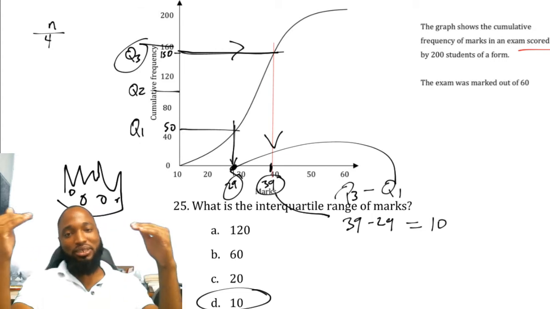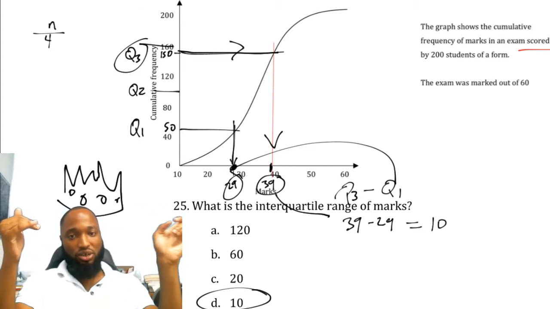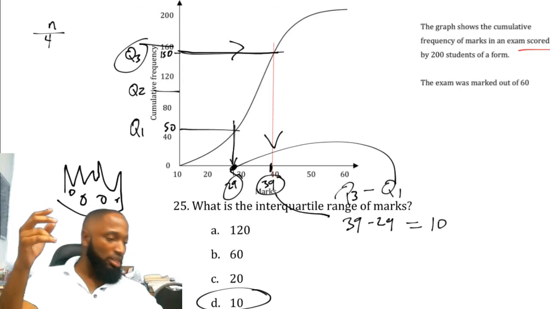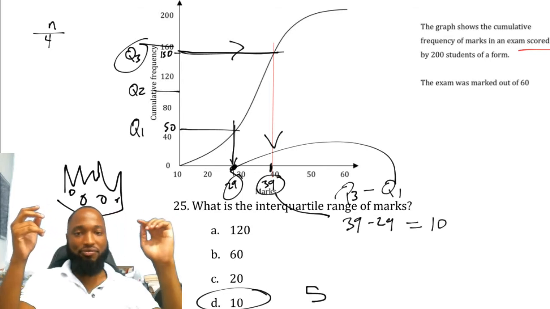Semi-interquartile range. The semi-interquartile range is simple. You take your interquartile range and divide it by 2. So the semi-interquartile range here is 5.